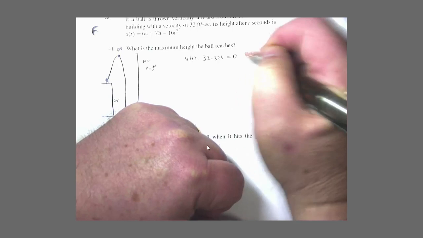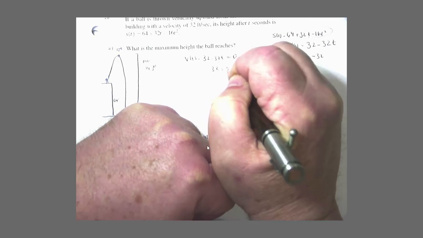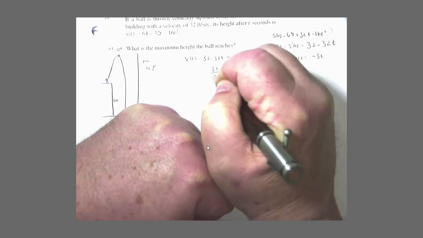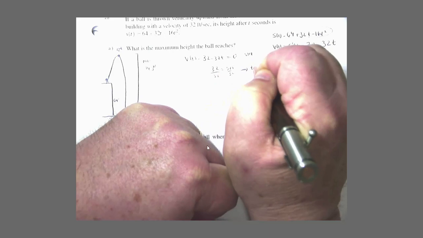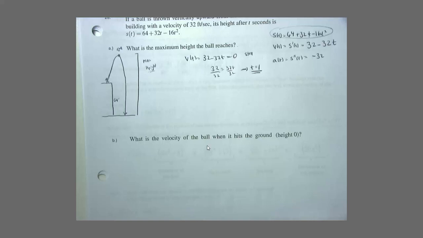Okay, so it stopped there. And I get 32 equals 32t. I divide by 32 on both sides, and I get t equals 1. So when does the ball stop? After 1 second. But what we're interested in is the height at that 1 second.